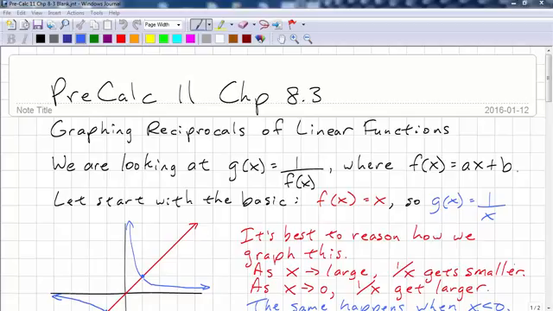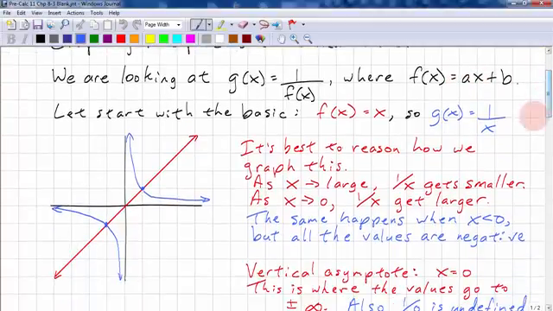This is Pre-Calc 11, Chapter 8.3. We're going to be looking at graphing reciprocals of linear functions. So what that means is we're looking at g of x equals 1 over f of x, where f of x is equal to ax plus b. Let's start off with something basic. Let's just have f of x be x. So g of x is just 1 over x.